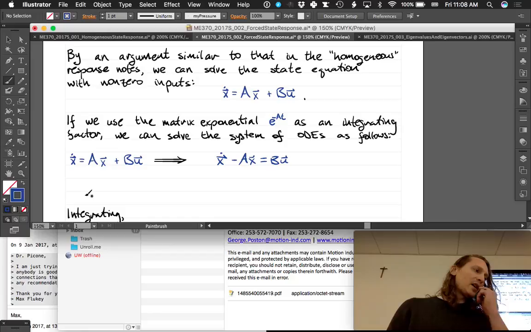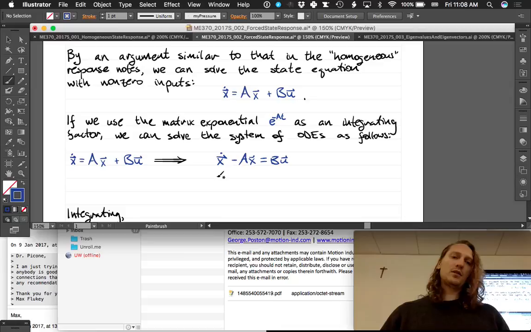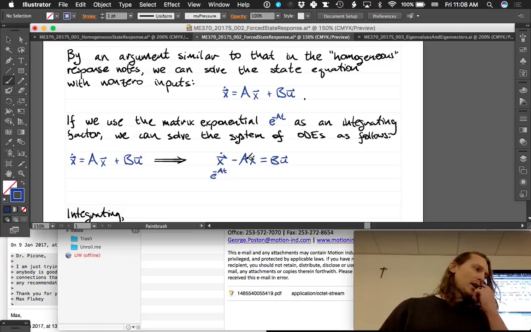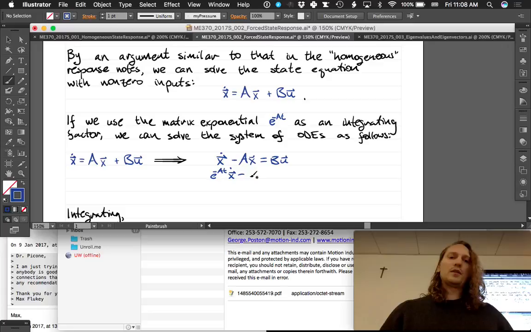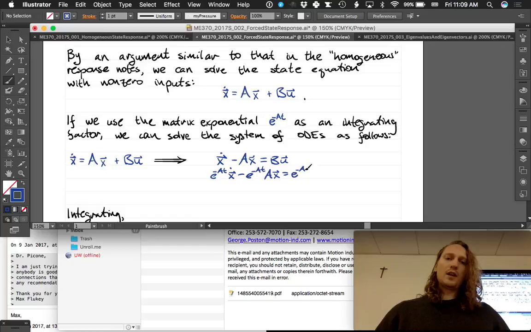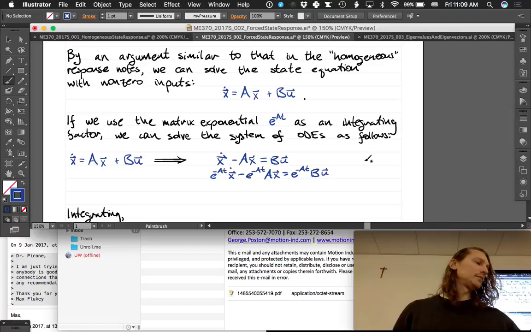And then let's use our integrating factor. We'll multiply both sides of the equation by e to the negative At. And we have to multiply it by each term, so we'll do each term separately. Minus e to the minus At Ax equals e to the minus At Bu. Good. So, this takes a little bit of insight.